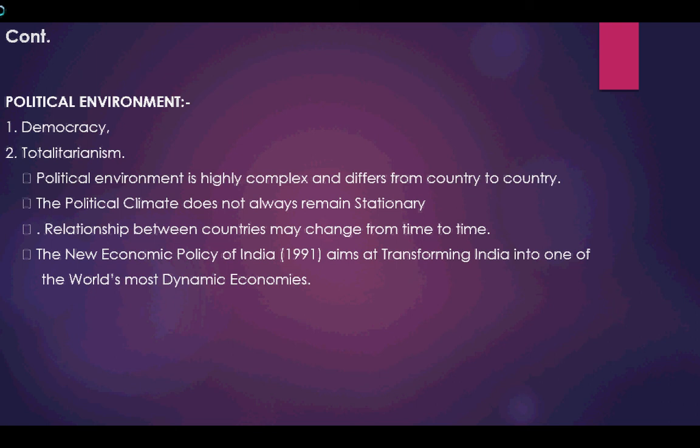The political climate does not always remain stationary, which is dynamic. Relationships between countries may change from time to time because of changing dynamic factors. New economic policies were initiated by our former Prime Minister Dr. Manmohan Singh when he was the finance minister in the year 1991, which aimed at transforming India into one of the world's most dynamic economies.